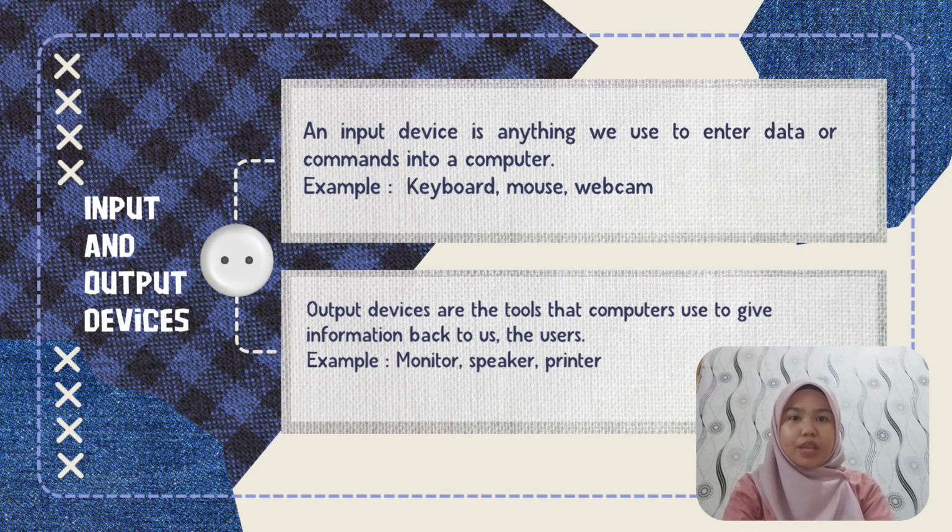Now, let's talk about input and output devices. An input device is anything we use to enter data or commands into a computer. For example, a keyboard is used to type text, a mouse helps you click, drag, and move things on the screen, and a webcam is used to capture video or images. Now on to output devices. These are the tools the computer uses to give information back to us, the users. Examples are a monitor, which displays everything you see on screen, a speaker, which plays sound or music, and a printer, which produces a physical copy of your documents or pictures.